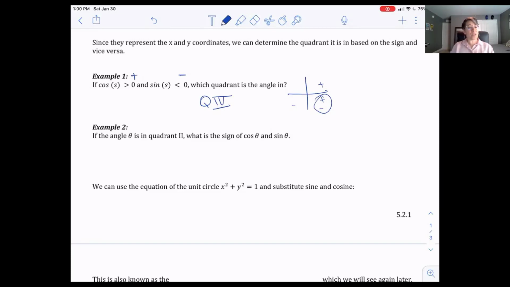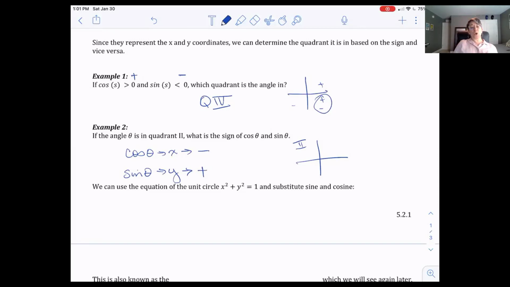For example 2, if the angle theta is in quadrant 2, what is the sign of cosine theta and sine theta? So again, we're up here in quadrant 2. Since cosine theta is in reference to our x value, then it's going to be negative. Our sine theta, represented by y, and in that quadrant, our y is positive.